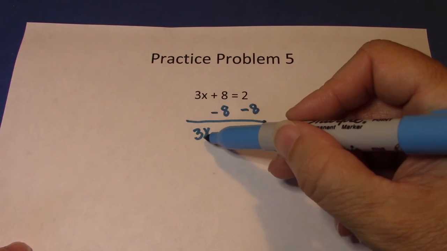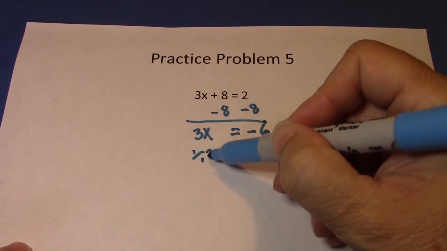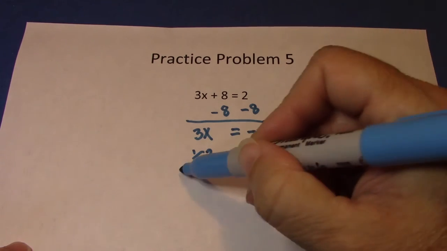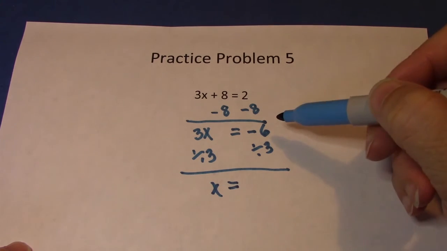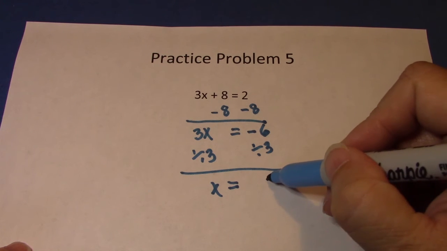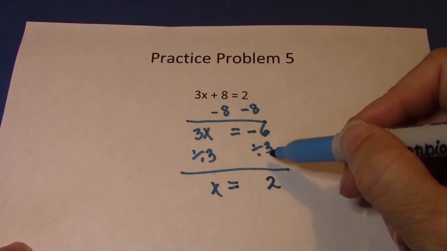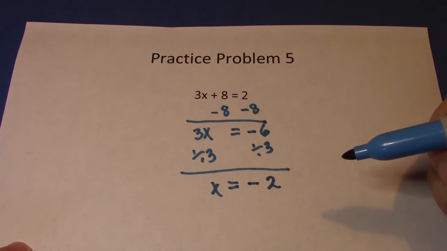Now we have x being multiplied by 3, so we'll divide by 3. That leaves us with x on this side. 6 divided by 3 is 2, and this is a negative 6. Signs are different, so the answer is negative.